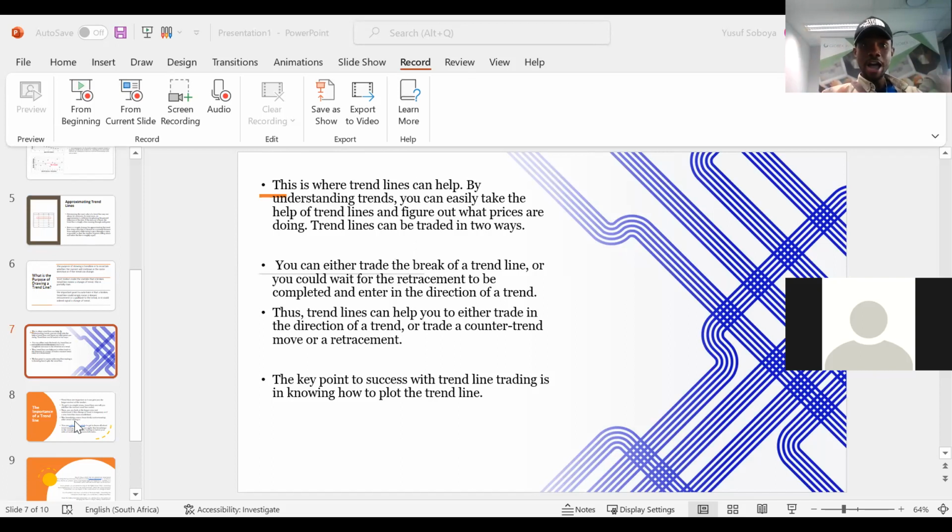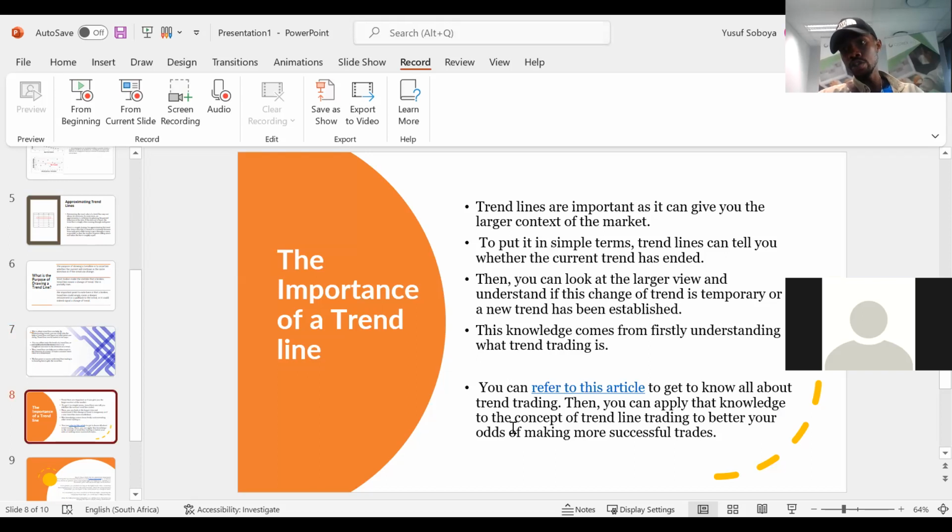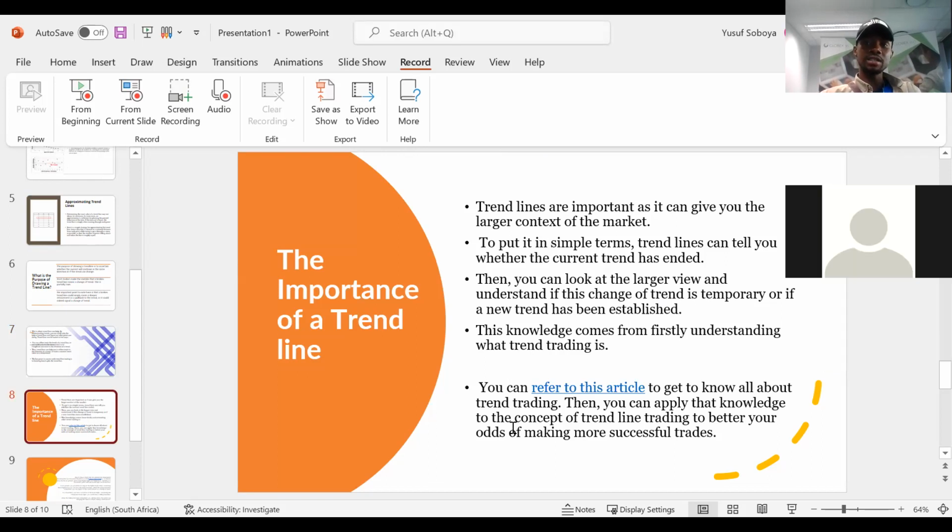The chart now, and see this trend line, how we draw the lines. Remember, the most important part is to understand where to draw these lines so that we have a clear understanding where exactly we can enter our trade, take our profit, or put our stop loss. So what is the importance of the trend line, right?